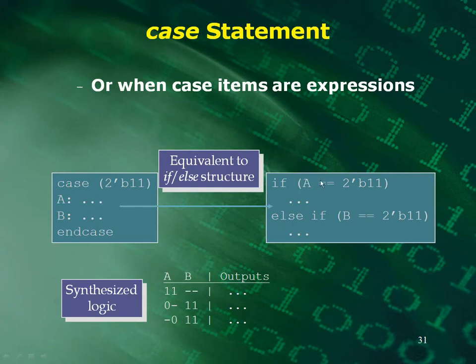And the synthesized logic for this is: if a is equal to 11, it doesn't matter what b is, you get this particular output here. However, if a is not 1,1, so it'd be like 0-something or something-0, then if b is 1,1, you get these outputs. So this is the equivalent structure of this.